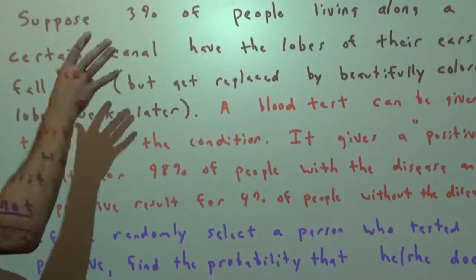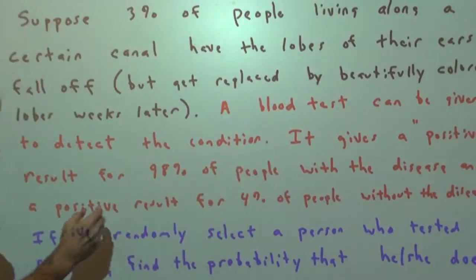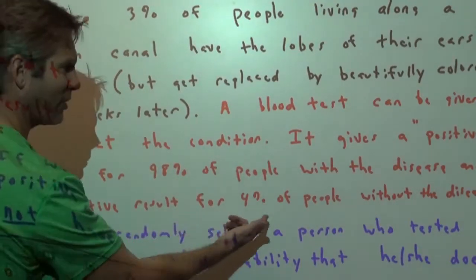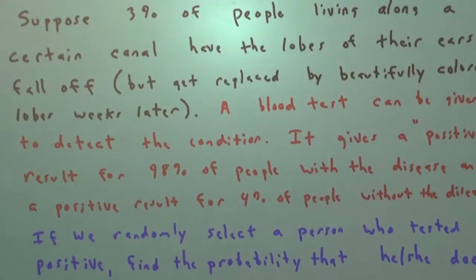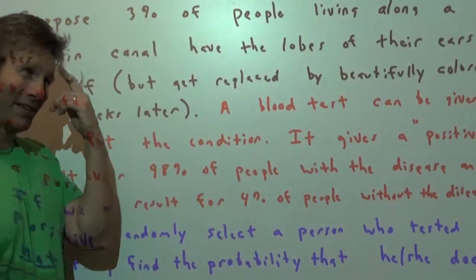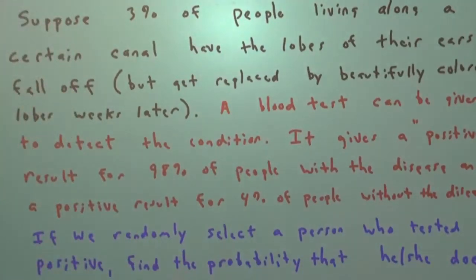Okay, so it's ears. We have a blood test that can be given to detect the condition. It gives a positive result for 98% of the people with the disease, and then it gives a positive result 4% of the time when people don't have the disease. Keep in mind then, you're given two different probabilities of testing positive. That's going to help us to set up the problem.